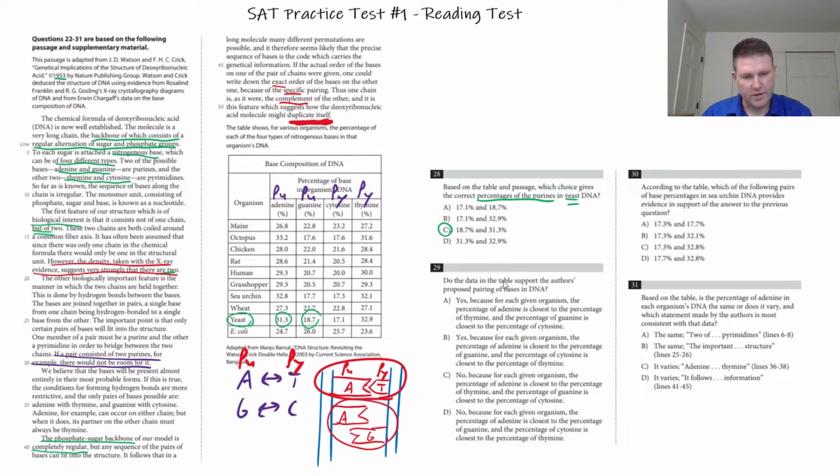And then 29, do the data in the table support the author's proposed pairing of bases in DNA? So I have the pairing written out right over here, with how adenine always goes with thymine, guanine always goes with cytosine, and so on.